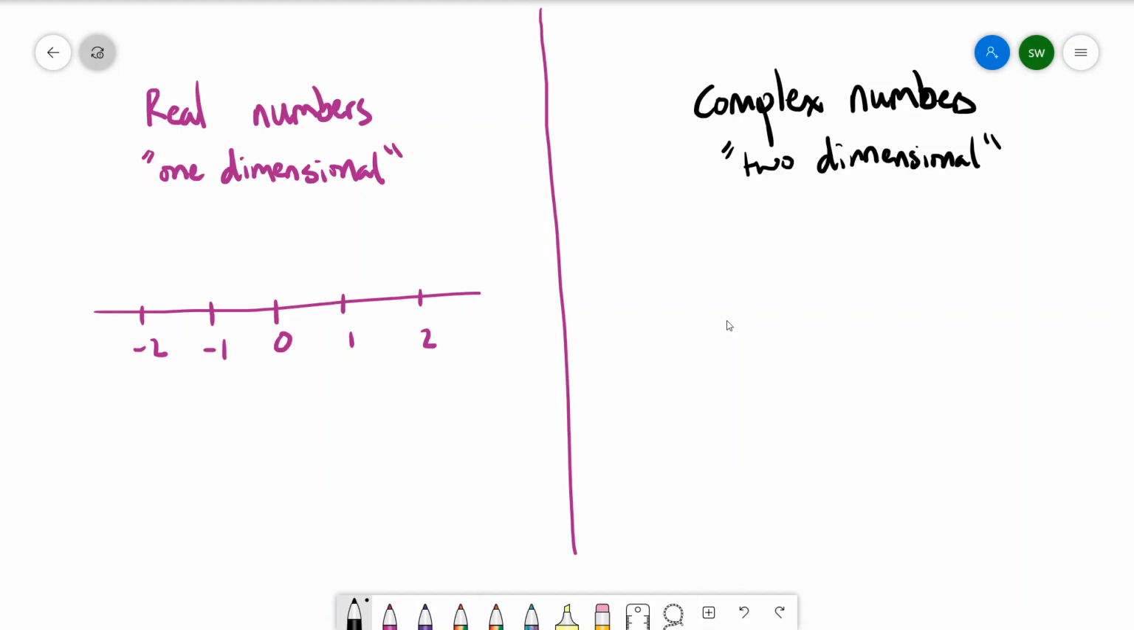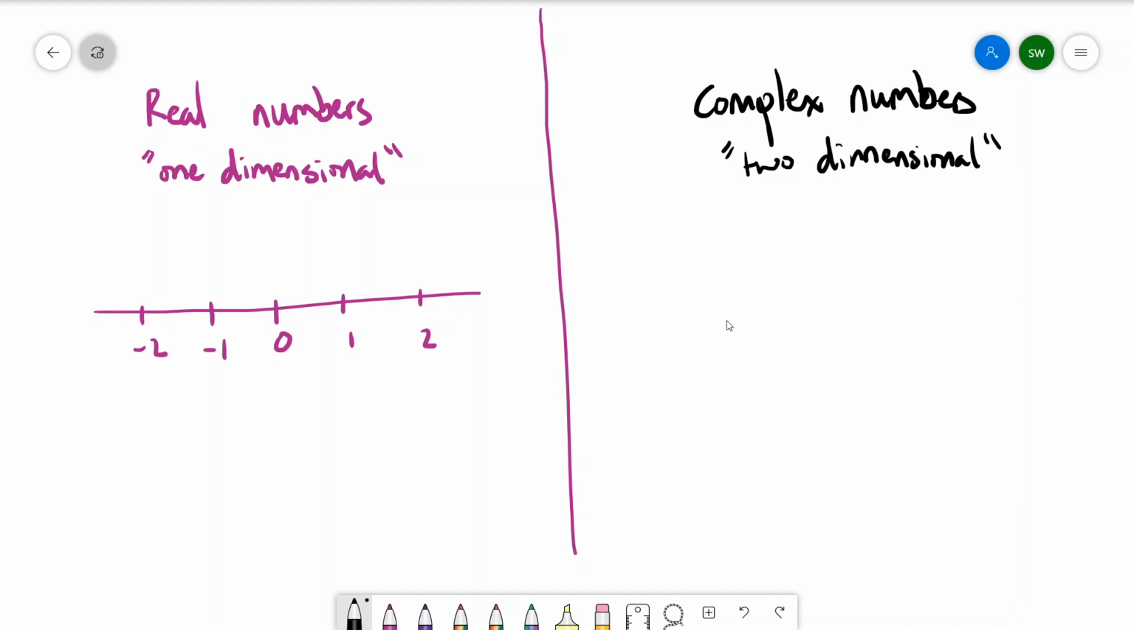In this section, we're going to look at how to represent complex numbers graphically. And at first, it might seem a bit weird to try and represent a number graphically, but you've been doing this since you were in primary school. A real number can be represented graphically using a number line.